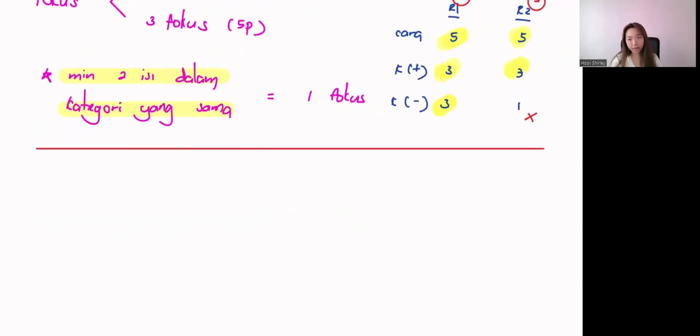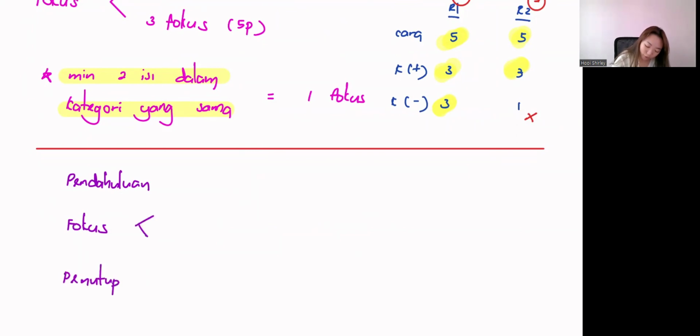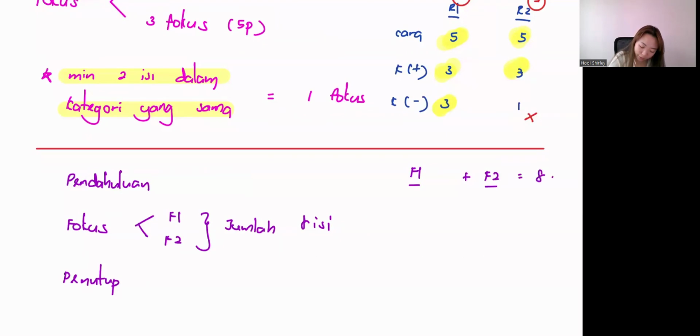Okay, then the last one already. How the marks for this rumusan are allocated. So let's see. You will have pendahuluan, you will have the focus, and then you will have the penutup, isn't it? So the focus, you have focus 1, focus 2. No matter how, you will need to have 8 isi. This is the format. How are you supposed to do the combination? Focus 1 plus focus 2. In total, you must have 8 isi.